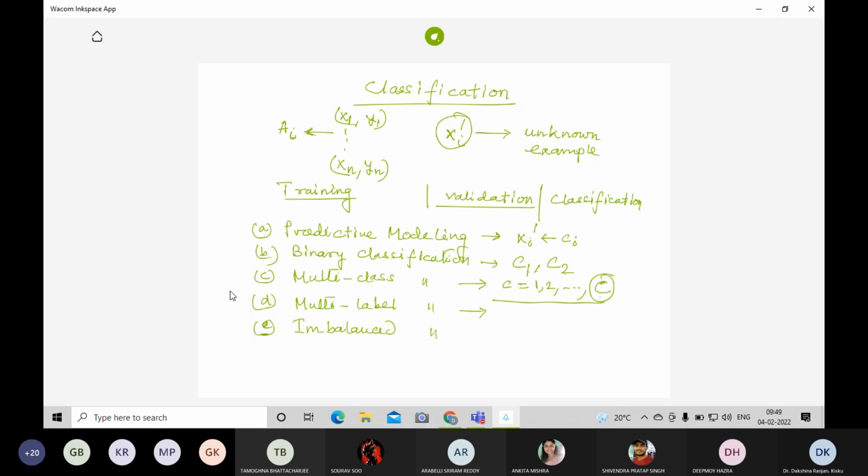So, multi-class classification, we have seen that we can have more than two classes. If we have C number of classes in a multi-class classification problem, and some unknown example or unknown sample is presented to the multi-class classification model, then that model will successfully predict the class label and put the label.